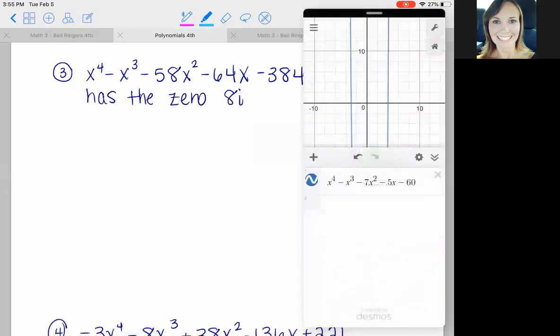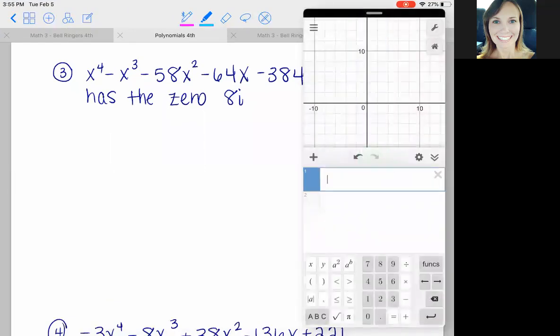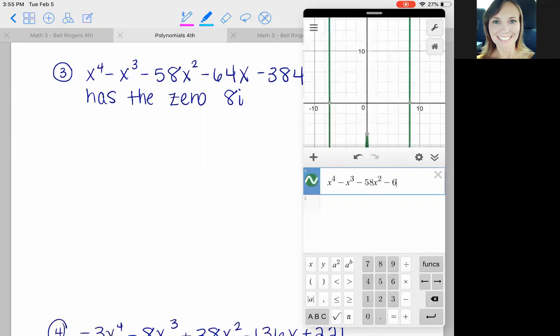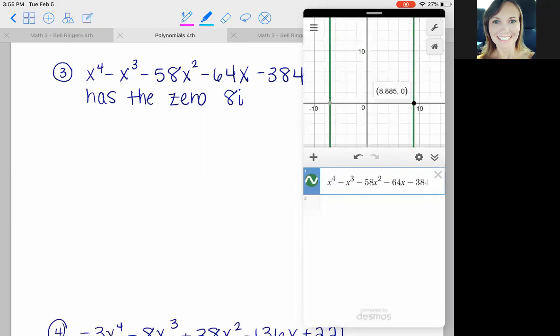and I graph this equation, minus 58x squared minus 64x minus 384. I can see some solutions here.